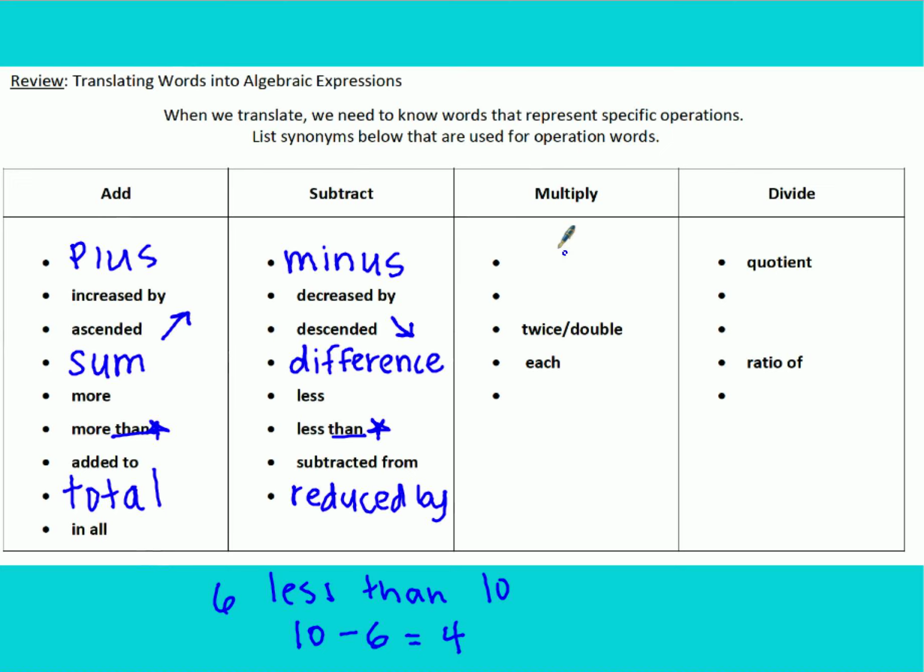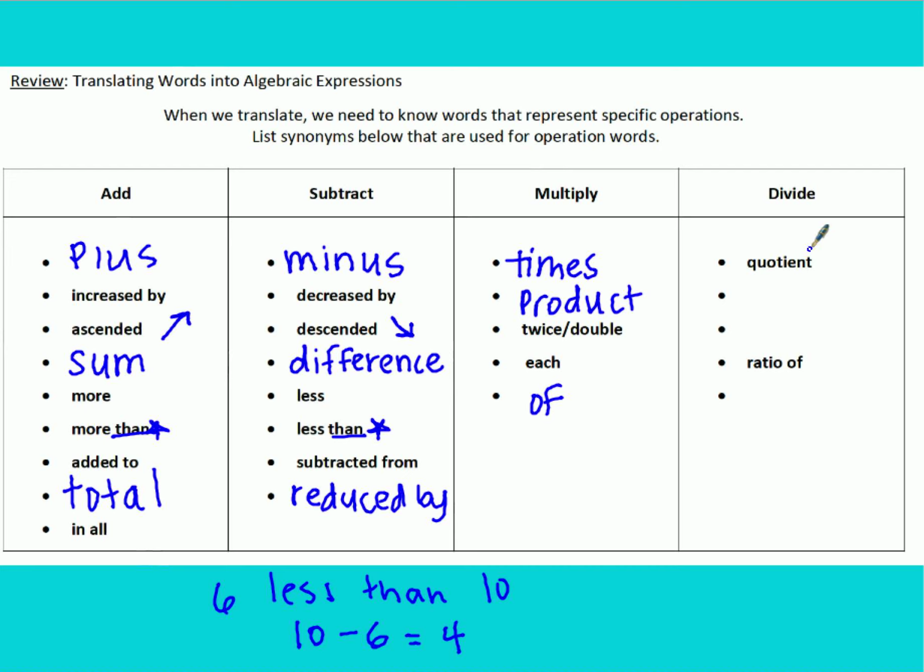When we multiply, there are some words that are going to tell us we're multiplying. Times is one we hear a lot. Product means you're taking the product of two numbers, you're multiplying them together. So it's kind of like difference and sum. Each, twice, and double. And then another one you'll see a lot in word problems is of.